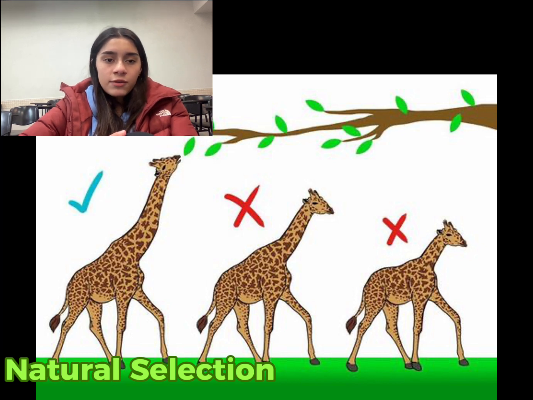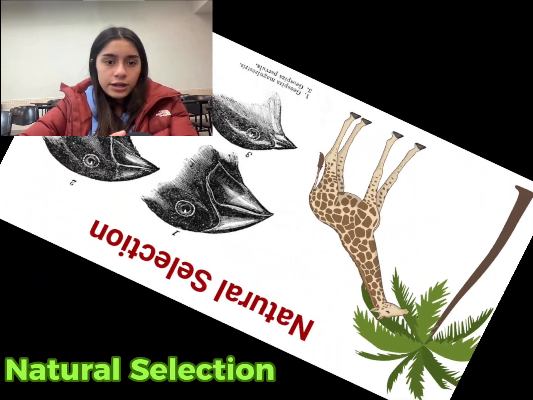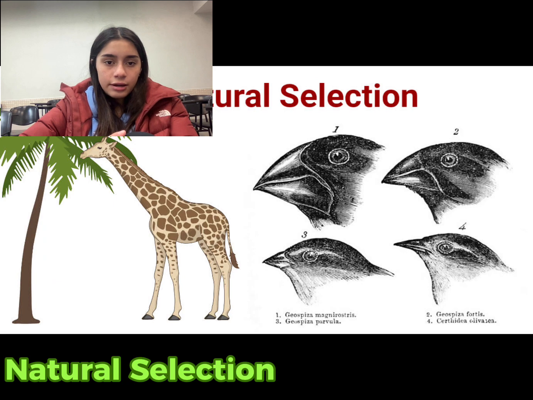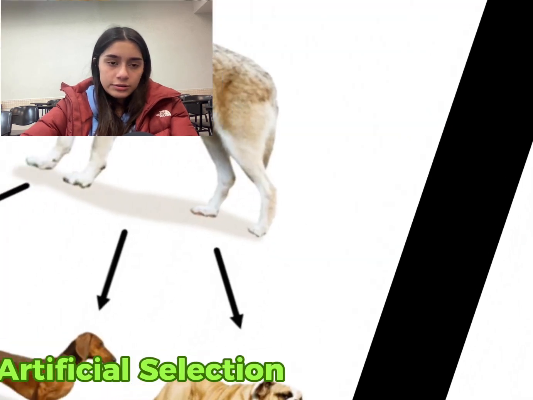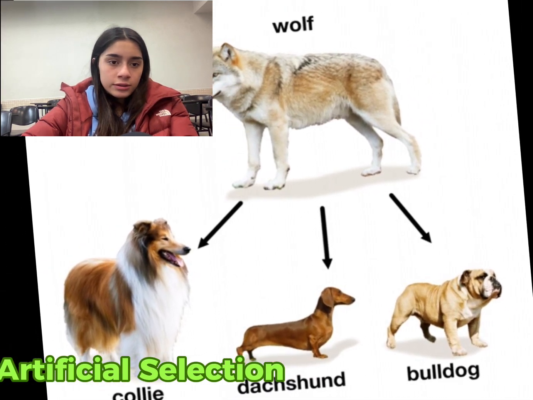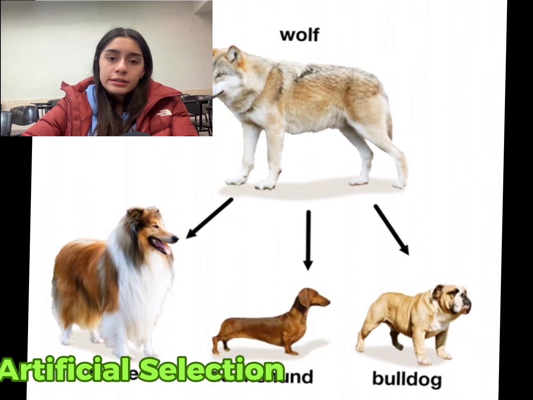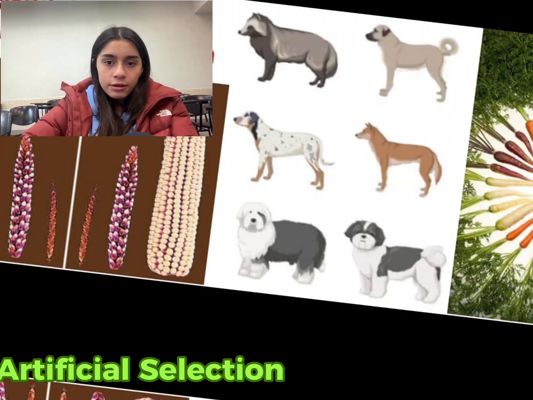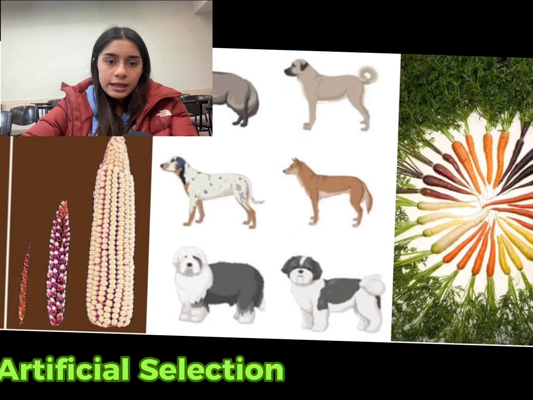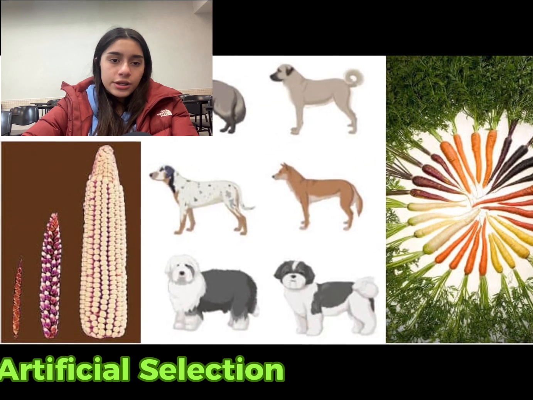It is a dynamic force that acts on genetic variation within populations, leading to the evolution of traits that enhance an organism's fitness in its environment. Artificial selection is a form of selective breeding where individuals with desired characteristics are selected to be parents for the next generation, with the goal of enhancing or maintaining specific traits in subsequent generations.